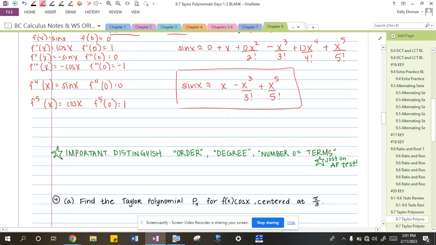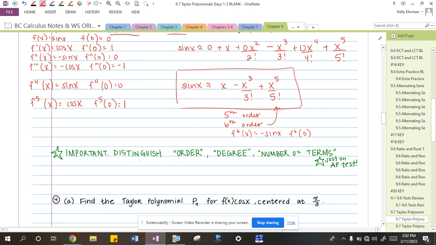Note about this. This was fifth order, right? If the problem would have asked for sixth order, you can do that, but the sixth order looks like the fifth order because the sixth derivative is back to negative sine, and that's 0. So for some of these Taylor polynomials, when some of the derivatives are 0, the order will not have to match the degree, and it will not have to match the number of terms.